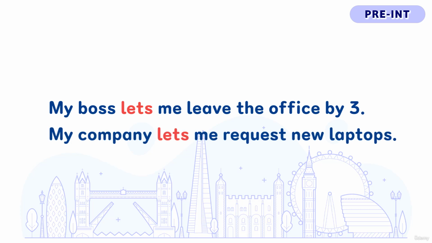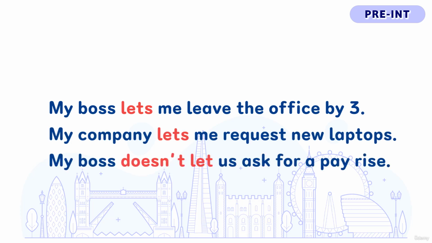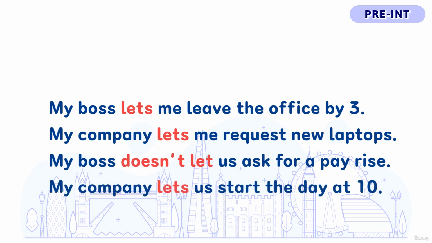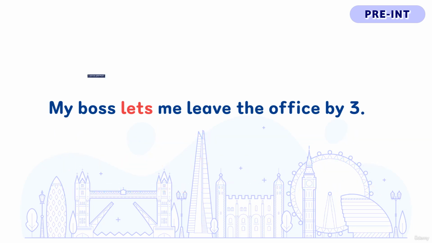My company lets me request new laptops. My boss doesn't let us ask for a pay rise. My company lets us start the day at 10. And as you can see by the second example sentence, we can use the negative verb form to talk about someone not letting us do something.